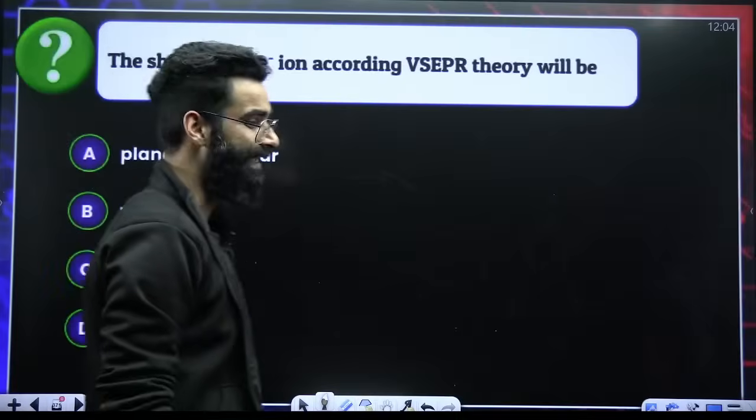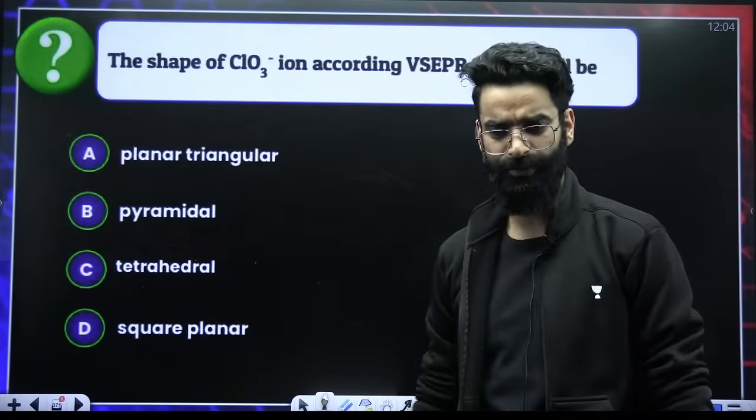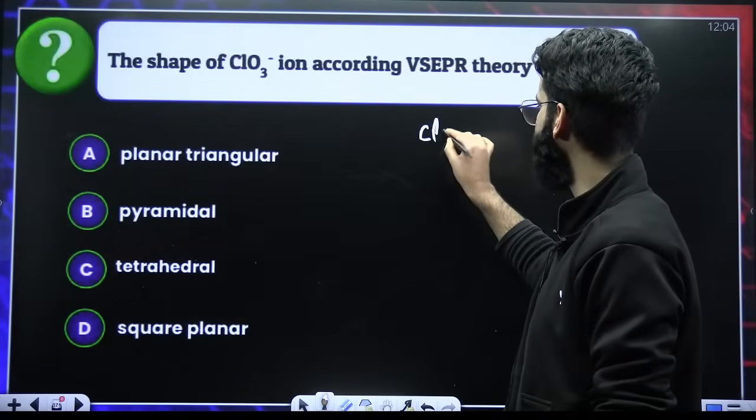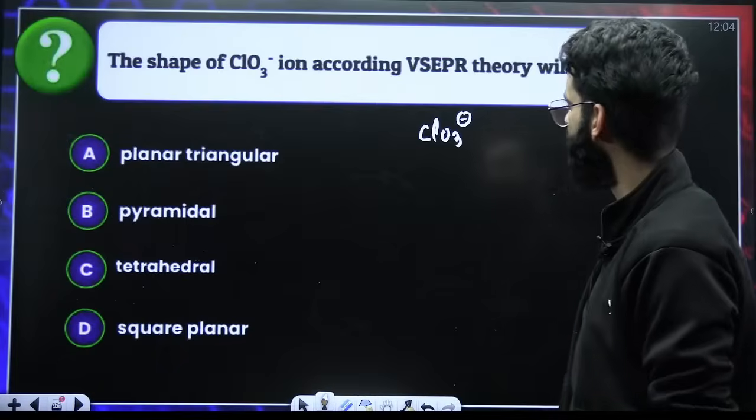The shape of ClO3 negative ion. Quick. The shape of ClO3 negative ion as per VSEPR is?